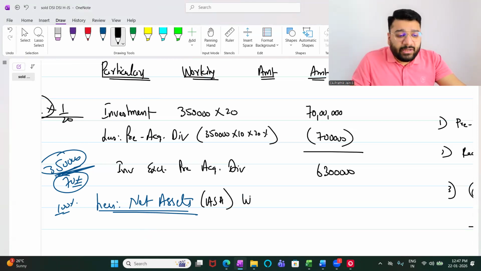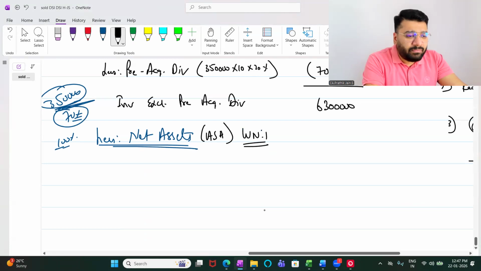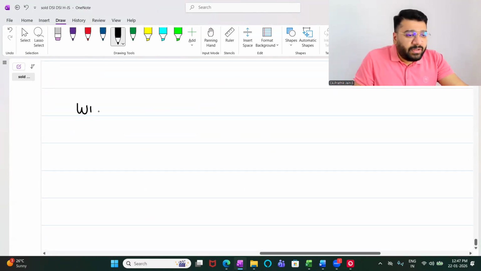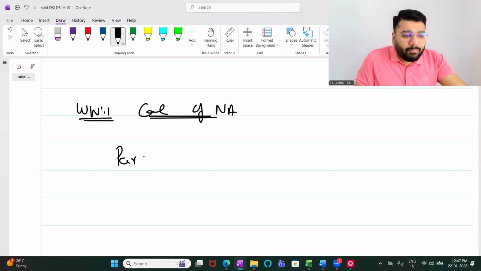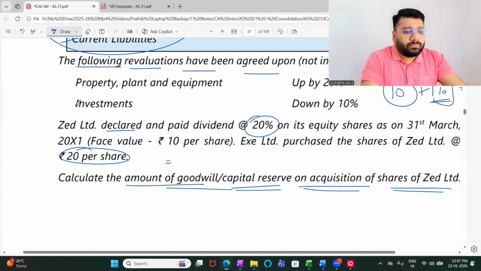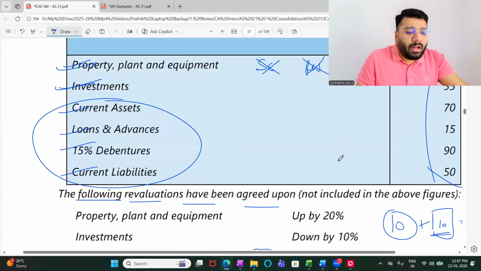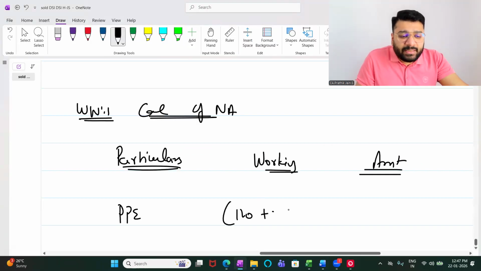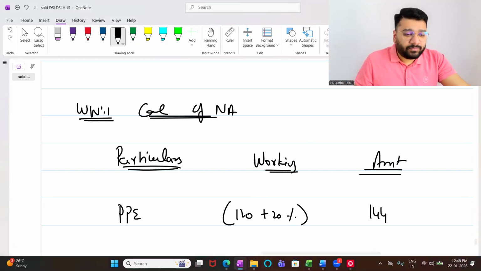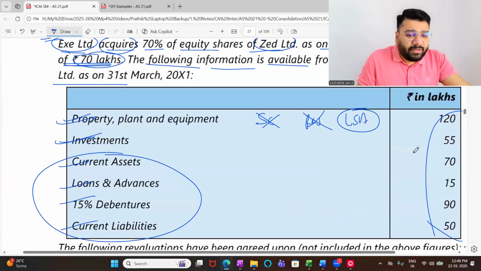And for this, I'll take the help of working note number 1. Working note number 1. Calculation of net assets. Particulars, working and amount. Now, property plant equipment is how much? 120. Now, question says that PPE should be up by 20%. So, can I say plus 20%? So, 120 plus 20% is how much? 144.